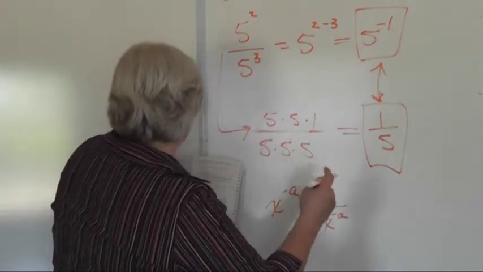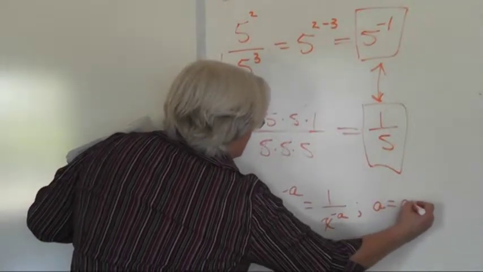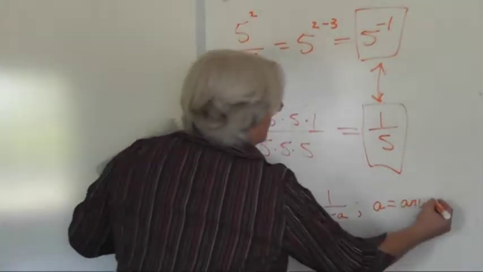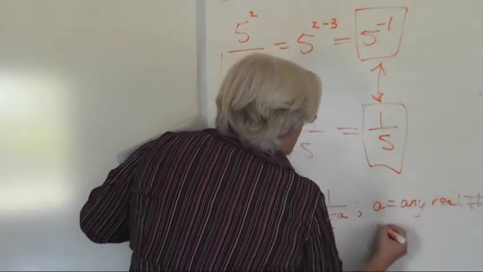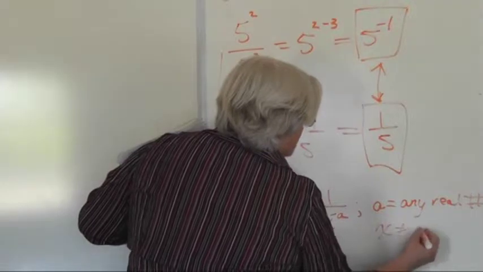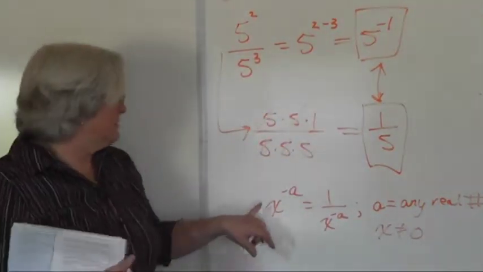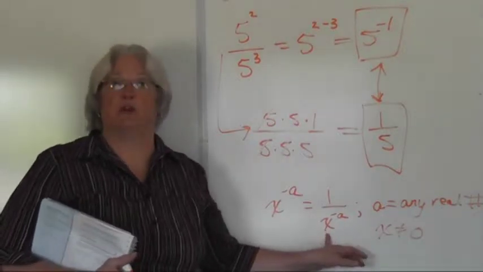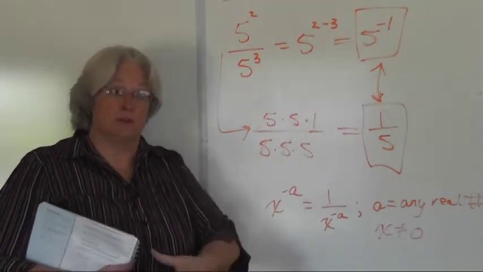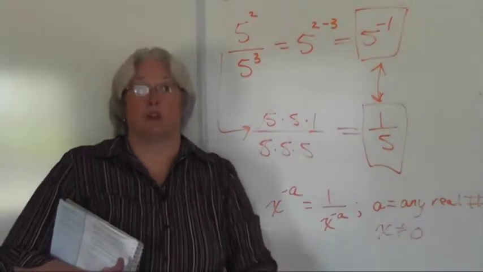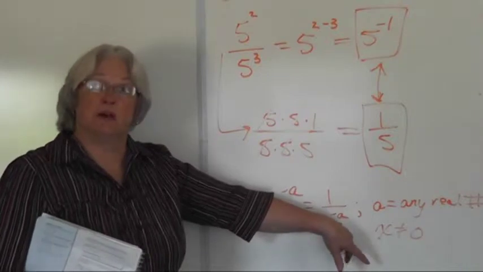X to the minus what? A. A is any real number, and x has to be different from 0. X has to be different from 0 because we cannot have a denominator of 0, because we know that division by 0 is not an operation that we're able to do. The exponent is allowed to be anything.